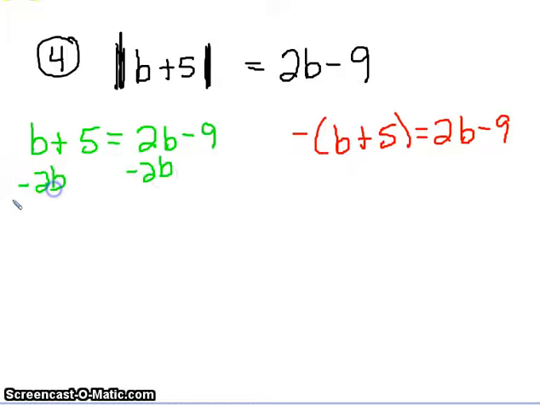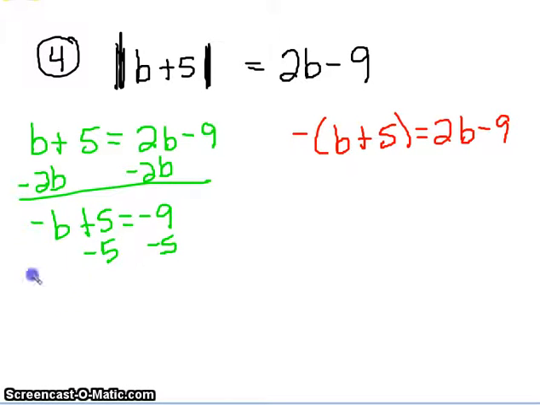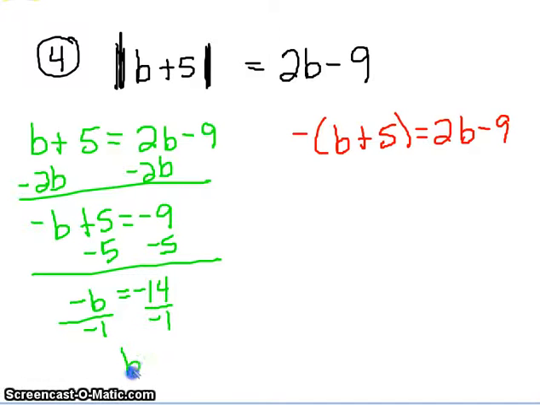We subtract 2b and we get negative b plus 5 equals negative 9. We subtract 5 from both sides. We get negative 14. When we divide by negative 1, we get b equal to 14. Oh, we don't know. We got to check it. 14 plus 5 is 19. An absolute value of 19 is 19. 2 times 14 is 28, and 28 minus 9, that actually does work. So b equals 14 is the correct answer.